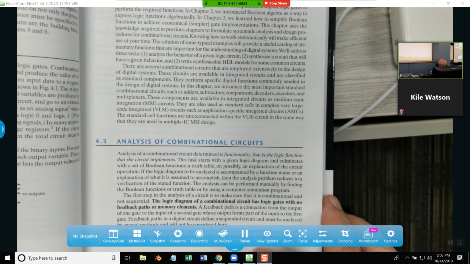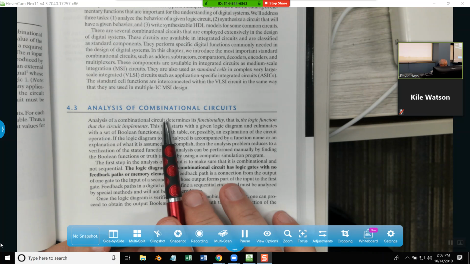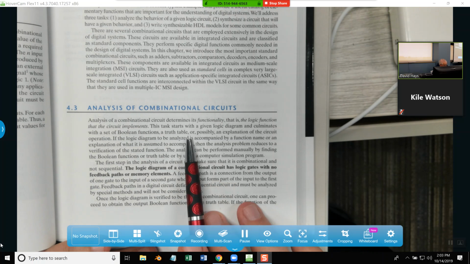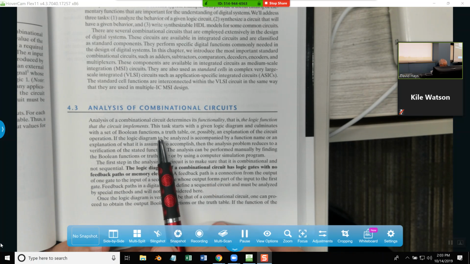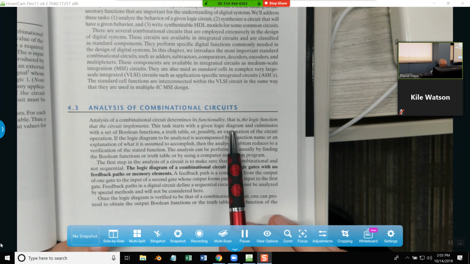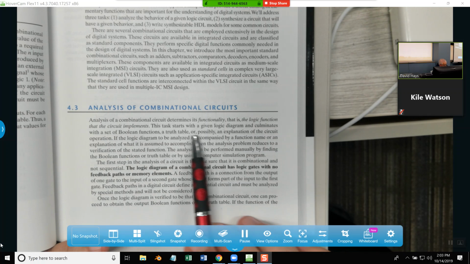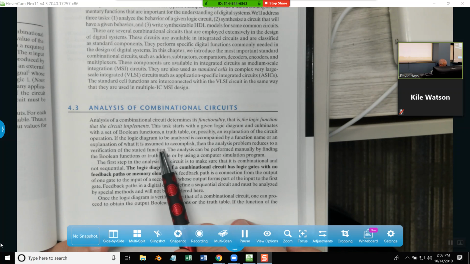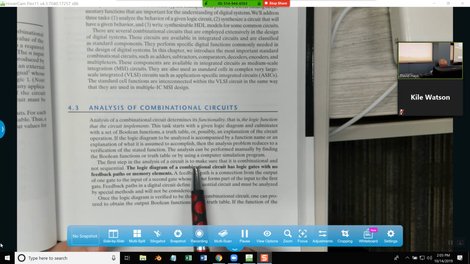Now our analysis of combinational circuits. Analysis of a combinational circuit determines its functionality, that is, the logic function that the circuit implements. You start with a given logic diagram, and you end up with a set of Boolean functions, a truth table, or possibly an explanation of the circuit operation. The first step in analysis of a circuit is to make sure that it is combinational and not sequential. The logic diagram of a combinational circuit has logic gates with no feedback paths or memory elements.